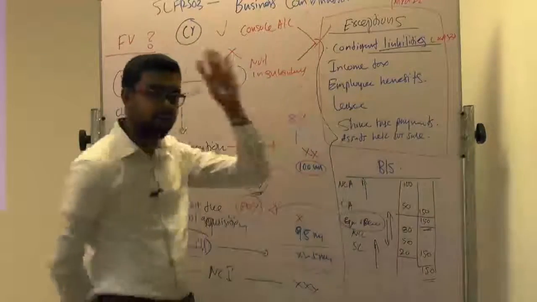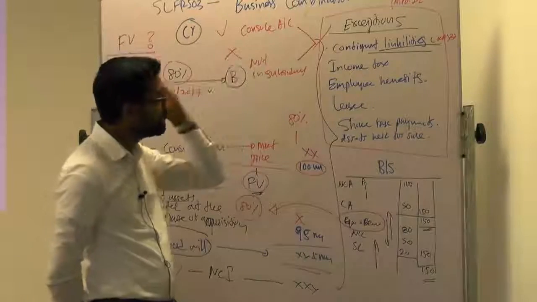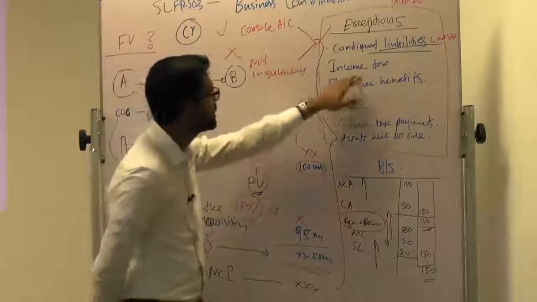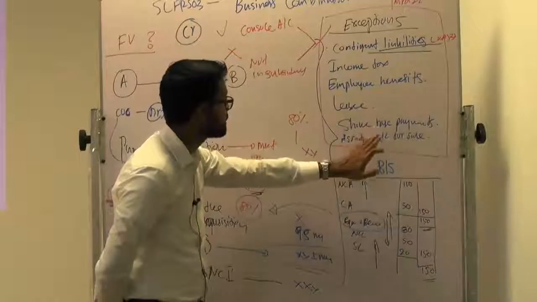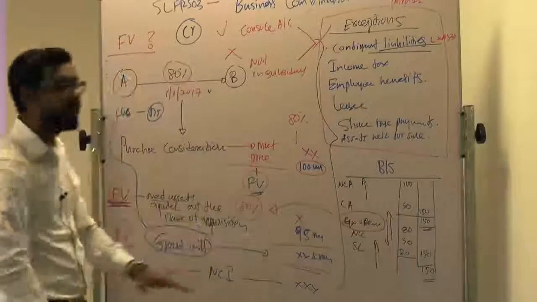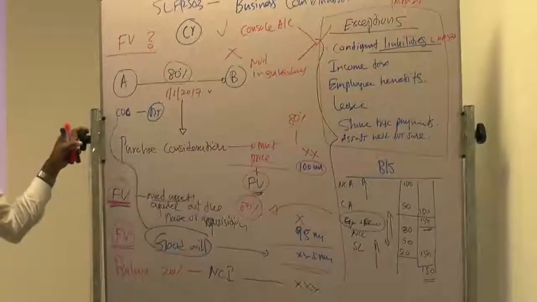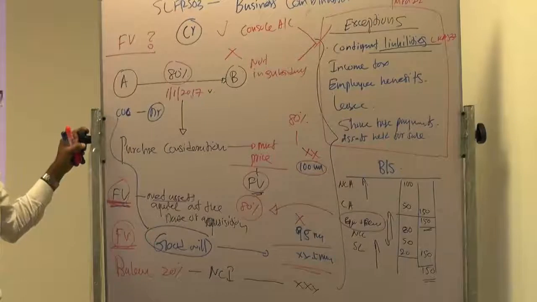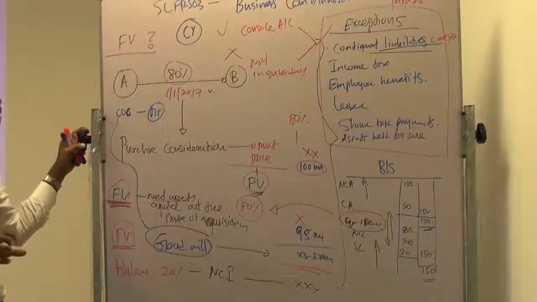Keep a few things in mind. Don't try to memorize them; just know that there are some exceptions: income tax, employment benefits, leases, share based payment, assets held for sale. Straight away copy them from where? The standard. That's enough. If you can write them down by looking at the standard book, that is enough.